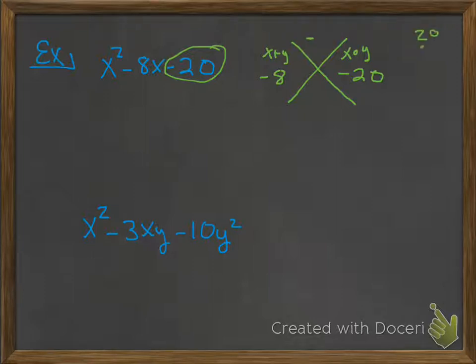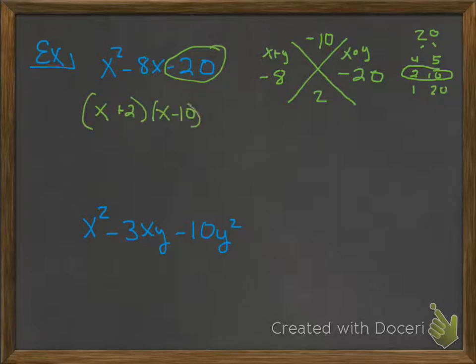Factors of 20, we've got 4 and 5, 2 and 10, 1 and 20. If I make one of those values negative, I'll end up with a negative 8. So now it's just a matter of which one to make negative. And since I want a negative 8, that means 10 needs to be negative and 2 needs to be positive. So now x plus 2 and x minus 10.